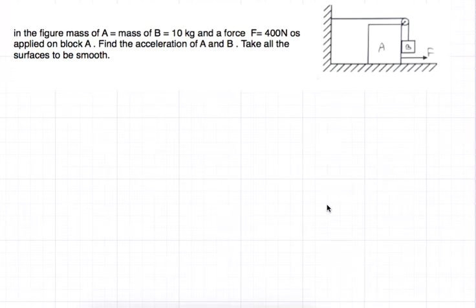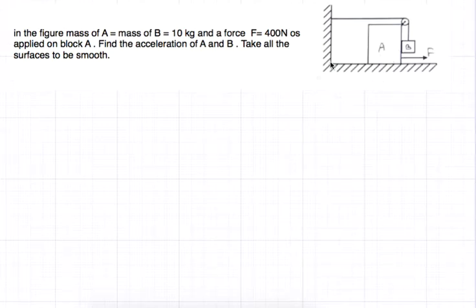Well, this is an easy but excellent and very conceptual problem. The force of 400 N is applied on A. The mass of A is 10 kg, and the mass of B is also 10 kg. Now obviously we'll use the SAFE method over here, but first we have to see what the accelerations are.